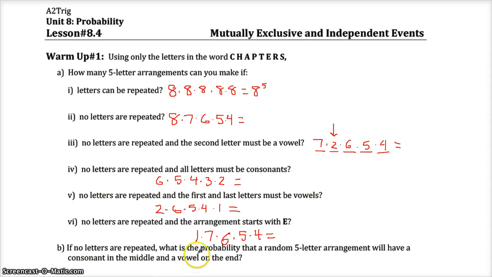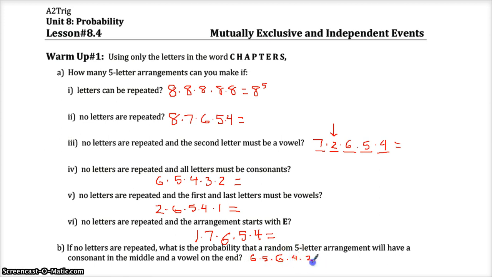If no letters are repeated, what's the probability that the random 5-letter arrangement will have a consonant in the middle and a vowel at the end? So consonant in the middle, that's 6. Vowel at the end, that's 2. And those are separate sets, right? So there's no overlap between the vowels and the consonants. So I know there's 6 choices for this, 2 choices for that. After that's all done, there's 6 letters left to choose from. I got 6 choices for that, 5 choices for that, 4 choices for that.